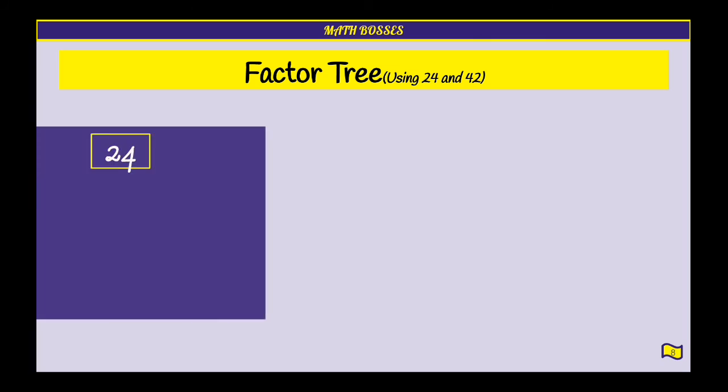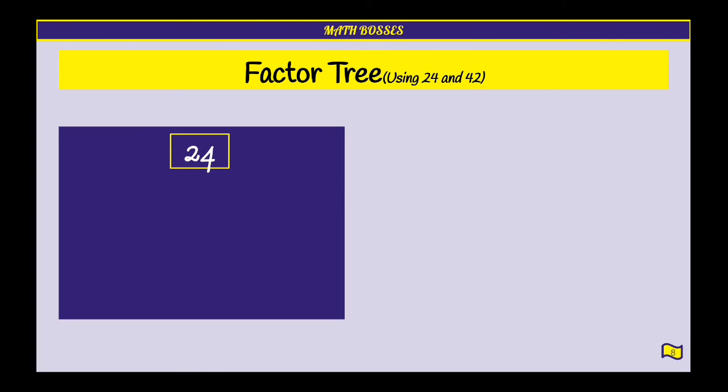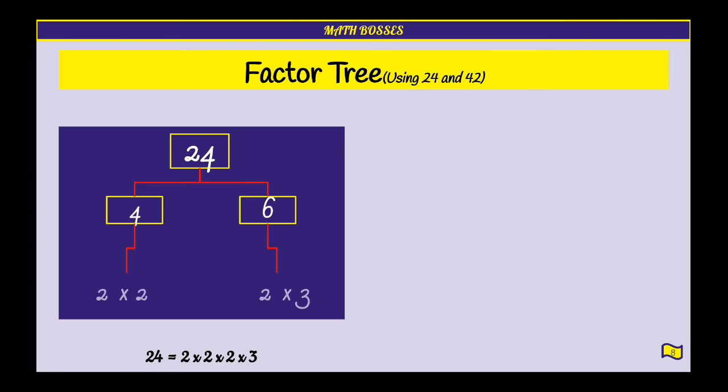We'll begin with 24. Now 24 can be written as a product of 4 and 6. Since 4 is not a prime number, it can be further written as a product of 2 and 2. While we look at 6, 6 is also not a prime number, so it can further be written as a product of 2 and 3. This means that 24 can now be expressed as a product of its prime factors, which are 2, 2, 2, and 3. So the prime factors of 24 are 2 and 3.